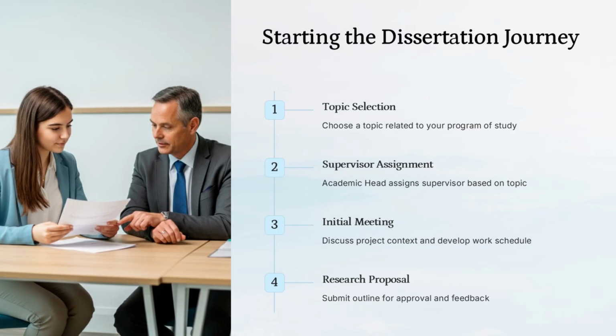to them. The dissertation journey begins with selecting a topic related to your program of study. Your academic head will then assign you a supervisor based on the chosen topic. In your initial meeting with the supervisor, you'll discuss the project context and develop a work schedule. The next step is to submit a research proposal outline for approval and feedback.